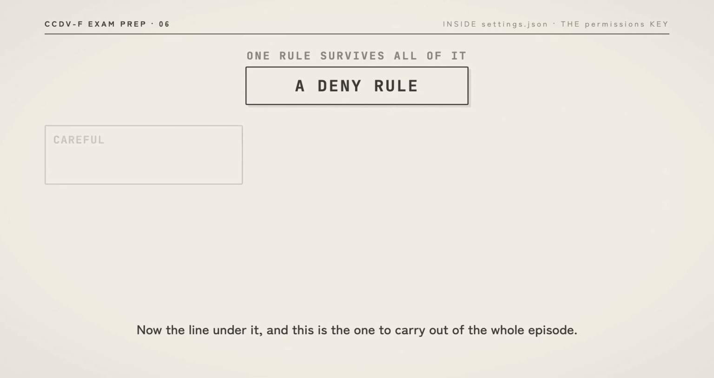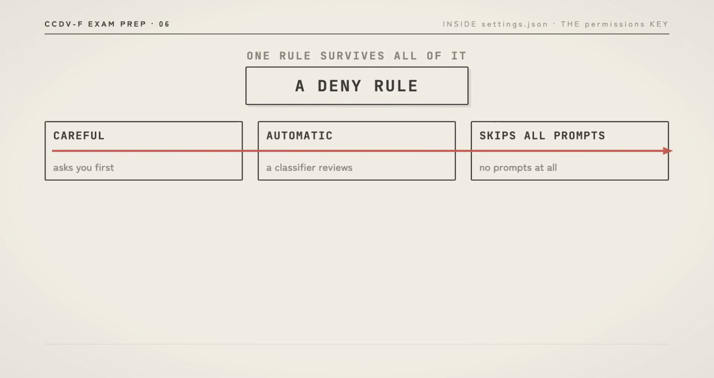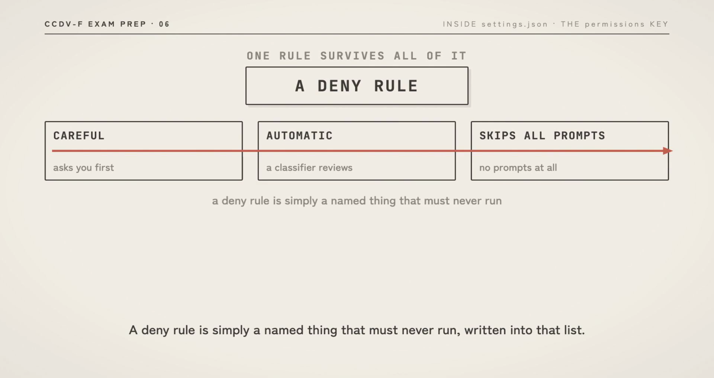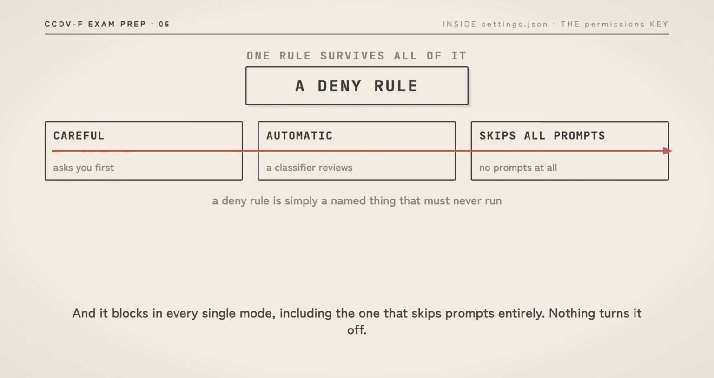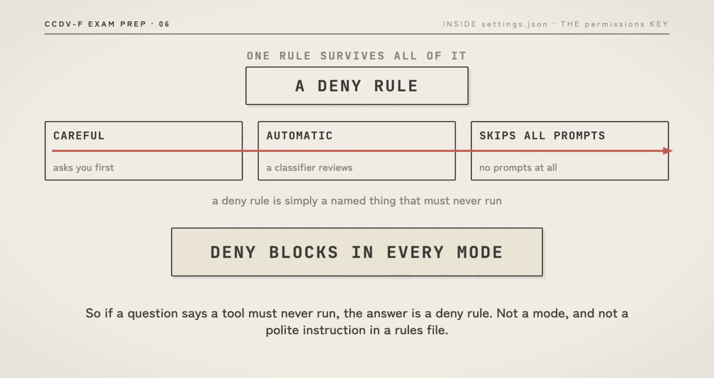Now the line under it, and this is the one to carry out of the whole episode. A deny rule is simply a named thing that must never run written into that list. And it blocks in every single mode, including the one that skips prompts entirely. Nothing turns it off. So if a question says a tool must never run, the answer is a deny rule, not a mode and not a polite instruction in a rules file.